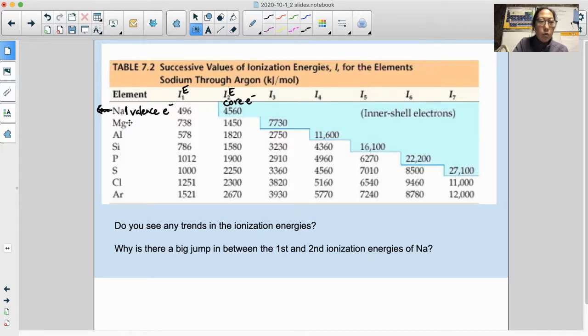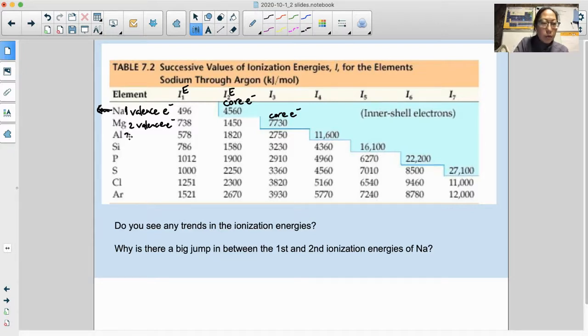Now with Mg, we've got two valence electrons. So we remove the first, 738. We remove the second, 1450, and then big jump. We're going up by about 6, 7 times, because again here, this is removing a core electron.